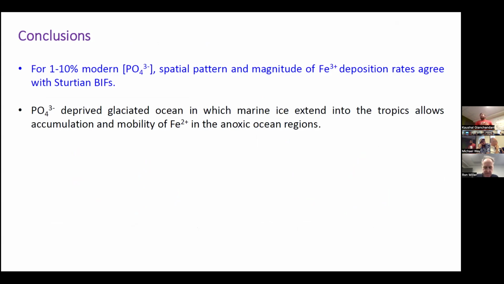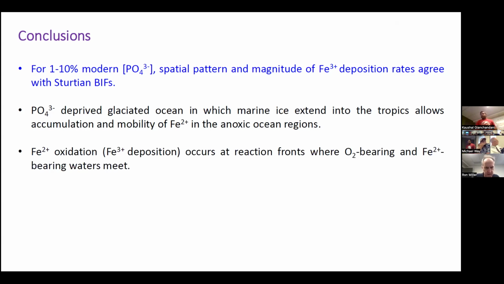A nutrient-deprived glaciated ocean in which the marine ice extends well into the tropics allows for both the accumulation and mobility of iron 2 in the ocean, which has a very short residence time in an oxygenated condition. All of this precipitation of iron oxides happens at chemical reaction fronts where iron-rich water meets oxygen-bearing waters.